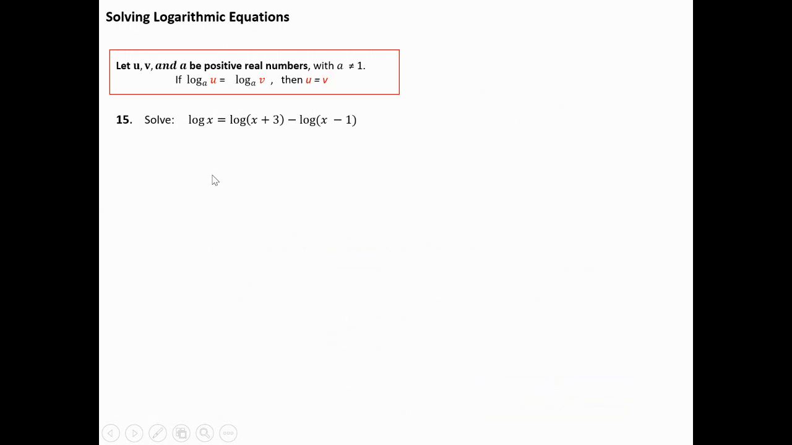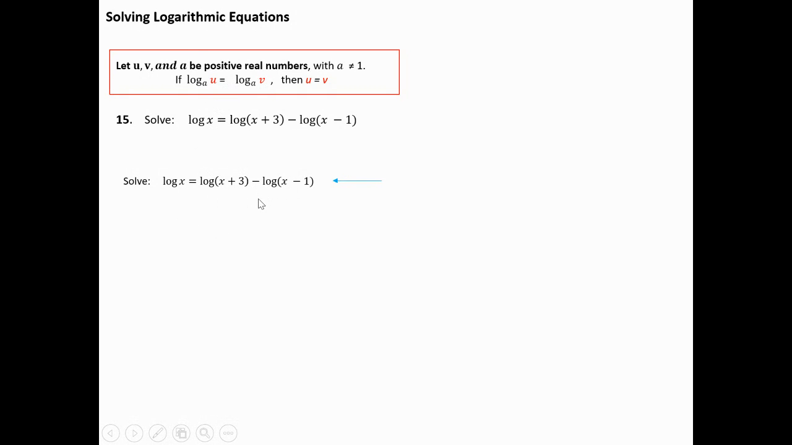Now we're going to be solving a log equation. Solve log x equals log of (x plus 3) minus log of (x minus 1). Before we solve this, both sides have to be in a single log. If we notice, the left side is okay, but the right side is not a single log. So we have to make it a single log.